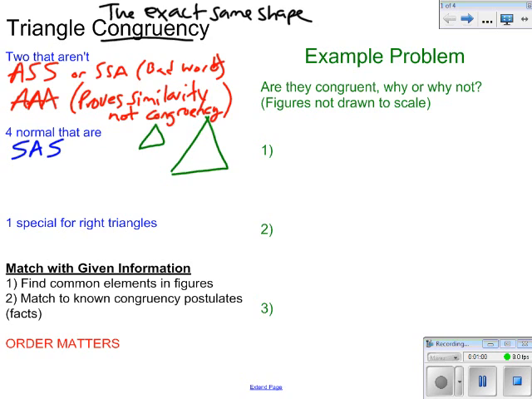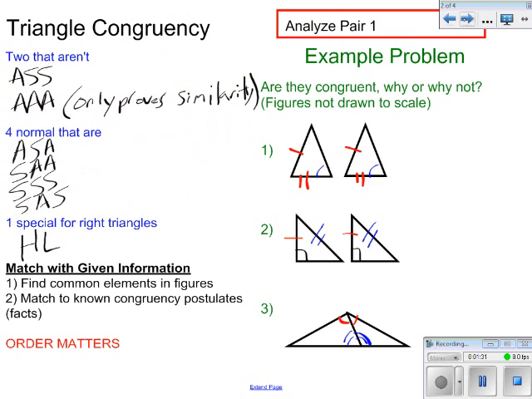Now, the four normal ones are basically just the other options of the letters S and A, other than AAA or, again, ASS. So there's four of them: SAS, ASA, SSS, or AAS. Okay. Now there's one special one for a right triangle, and it only works for right triangles, and that's hypotenuse leg. So if they give you a leg and a hypotenuse, you can prove that things are congruent.